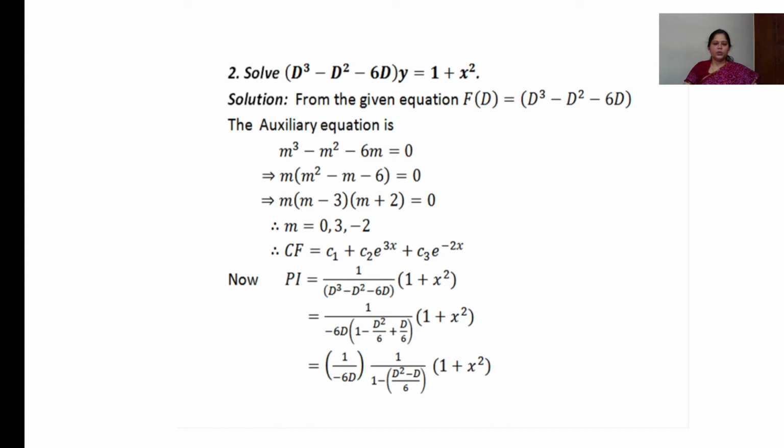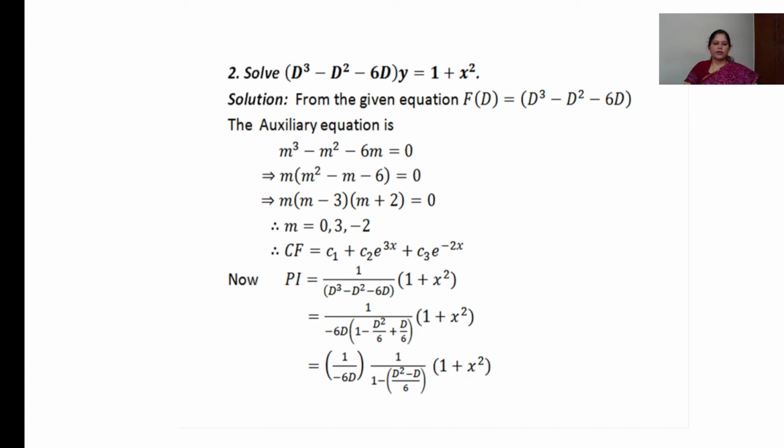With these three values, we have to check which case to take for the complementary function. Here all three values are real and distinct. That's why we are going for the first case of complementary function. Using that formula, we will get CF is equal to C1 e to the power 0x plus C2 e to the power 3x plus C3 e to the power minus 2x. Here e to the power 0x is 1. That's why we got CF is C1 plus C2 e to the power 3x plus C3 e to the power minus 2x. Now PI is equal to 1 by f of D into f of x.